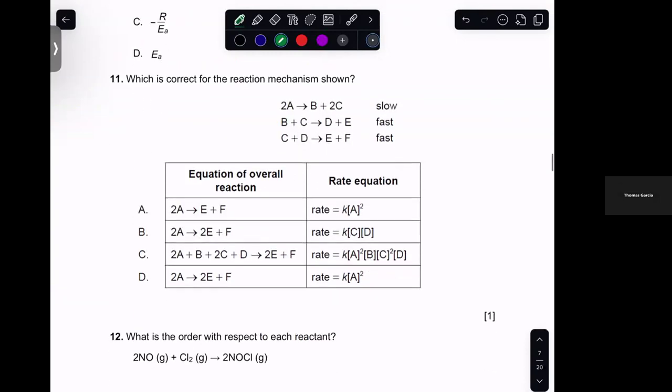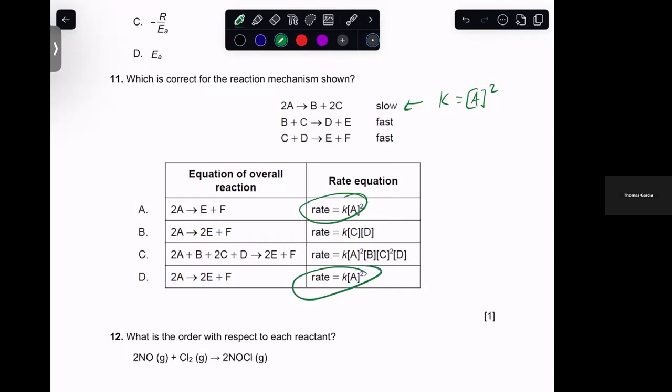Number 11, which is correct for the reaction mechanism shown below. So we can first just get our rate equation. It's going to be rate equals k[A]squared. Already, that automatically takes out quite a few answers. So it's got to be either A or D.